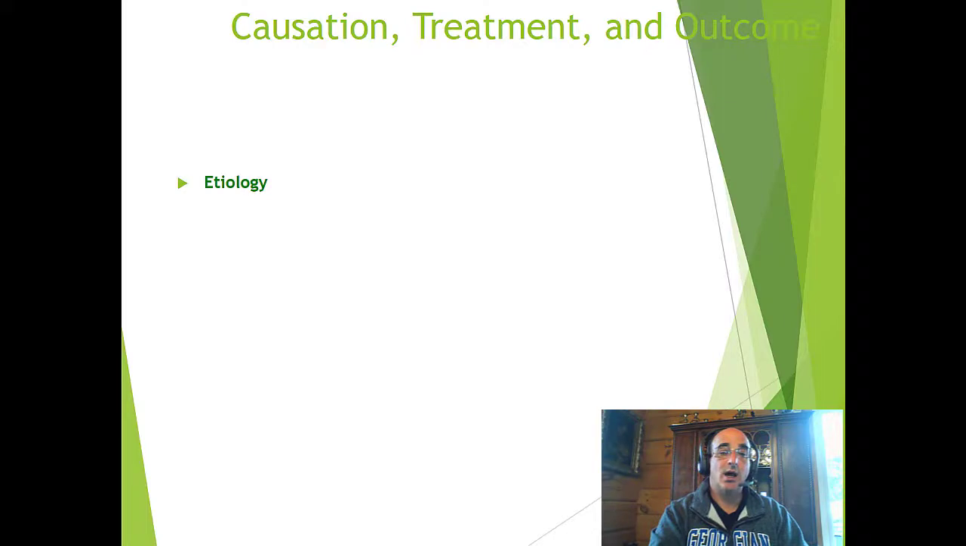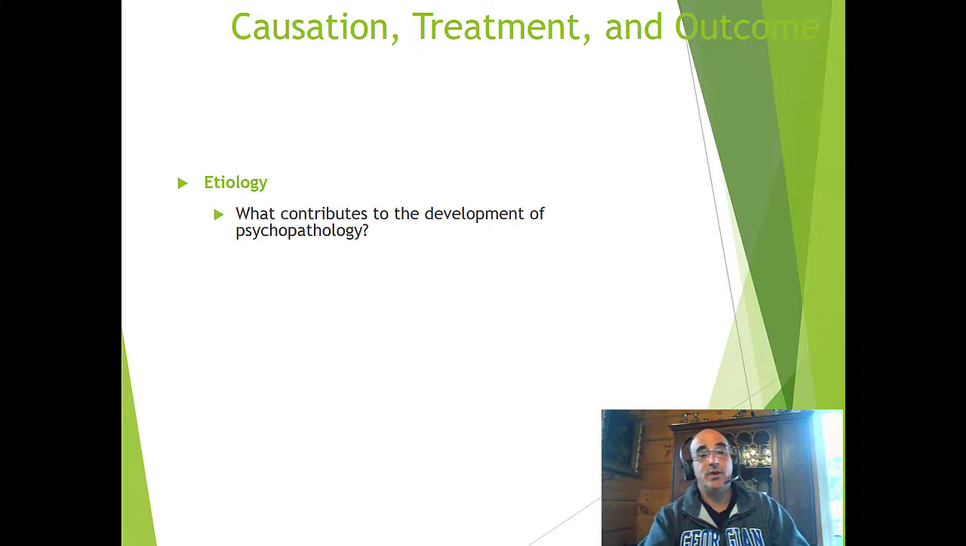So let's look at what etiology is. Etiology is the idea of what contributes to the development of the psychopathology. So for example, when we look at our individual with severe anxiety, how did that anxiety come to be? What happened for that individual from a biological, from a psychological, and from a social emotional perspective that contributed to the development of that anxiety?